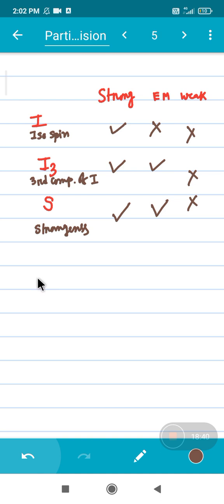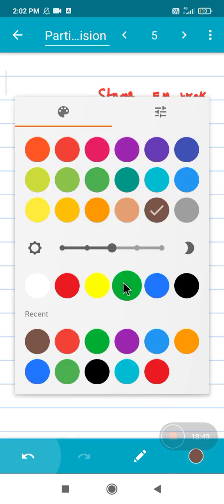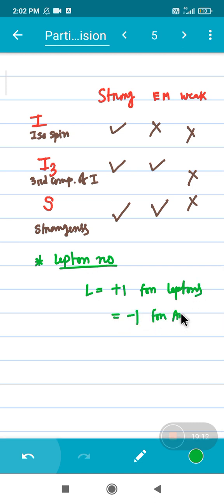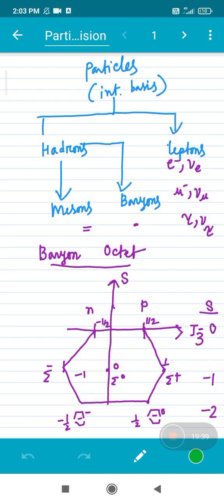Now I want to discuss a little about the quantum numbers that I have mentioned just before, like lepton number. The lepton number will be plus 1 for leptons and minus 1 for anti-leptons, 0 for others. I have just given examples of leptons just a moment before. Let me show you again. So these were my leptons.